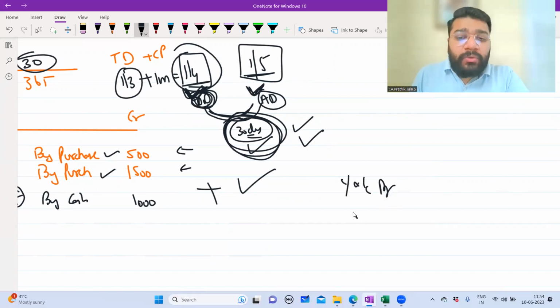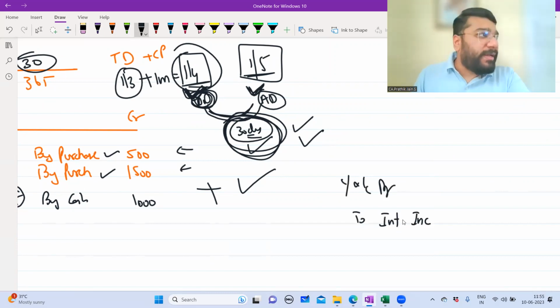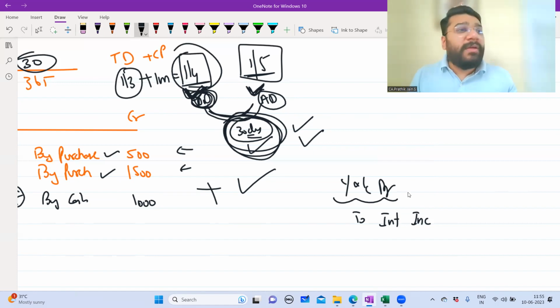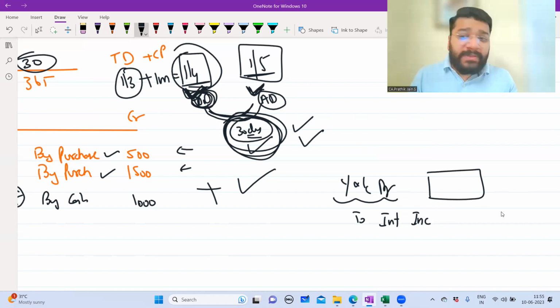Y account debit to interest income. So guys, here who is going to receive interest? X is going to receive interest because Y has delayed the payment. So Y has to give interest to X. So in X's books of account, Y account debit, because we have to receive this much money from Y. And this money that we are going to receive is my income.